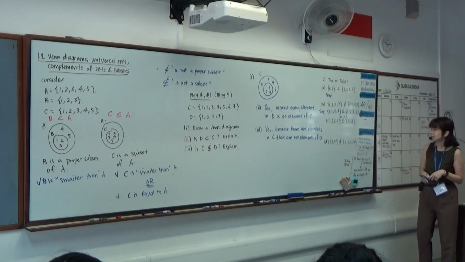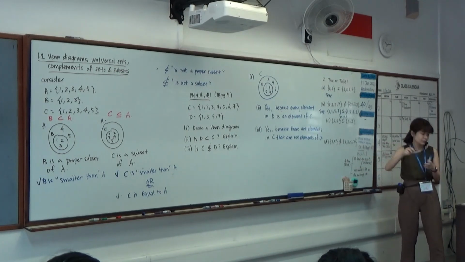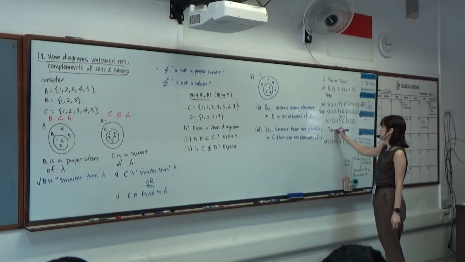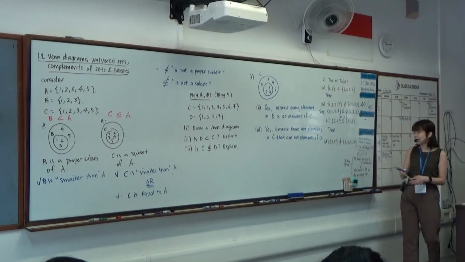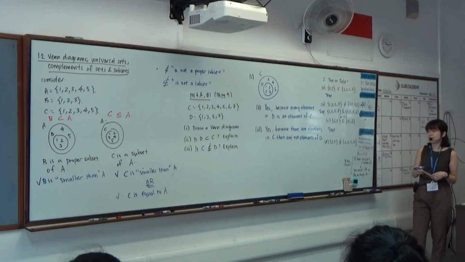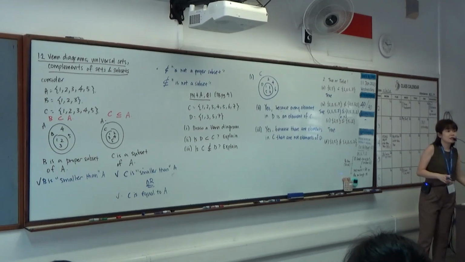Okay, what about part C? {2, 5} is a subset of {5, 2}. Do you agree, Matthew? True. And then the last one, part D: {2, 5} is not a subset of {2, 3, 5, 7}. Zixuan, what do you think? False.